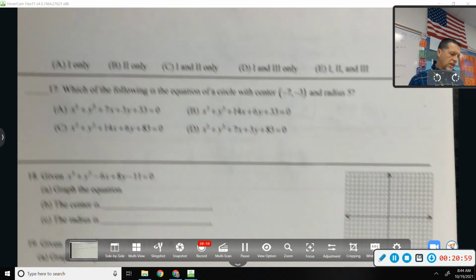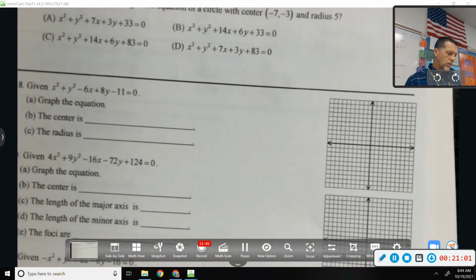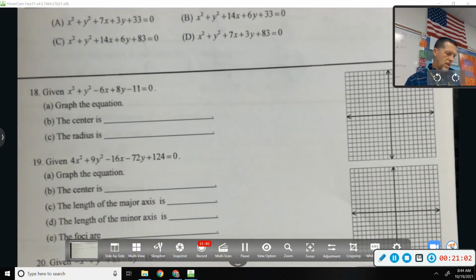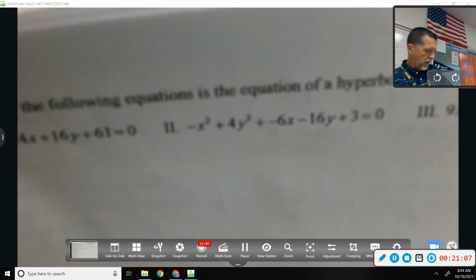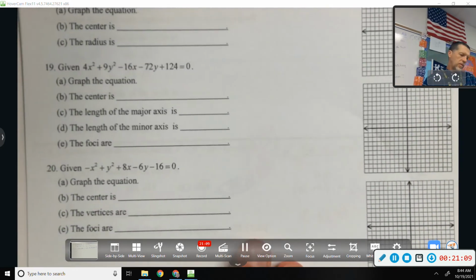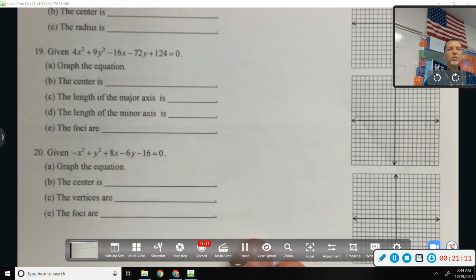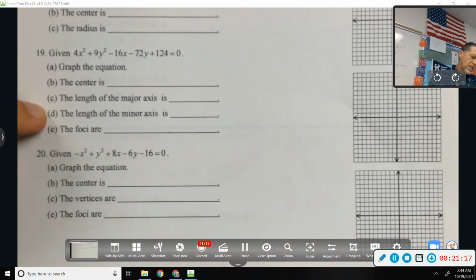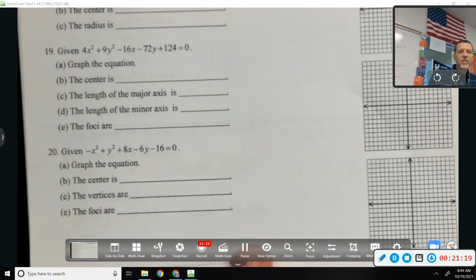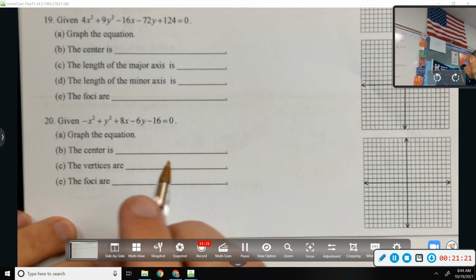We haven't done a complete the square problem. 18, 19, 20? Yeah, 19 and 20. Do one of those. Let's do 20. Actually, 19, let's do the hyperbola. Which one's the hyperbola? That's still 20. How do you know it's 20? Because the signs are different. So let's do 20. This is off the review.